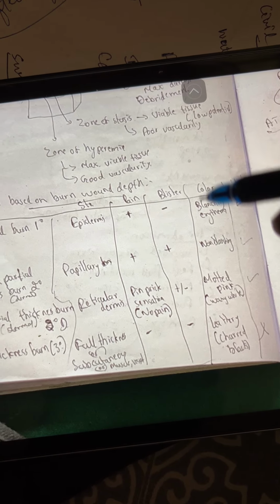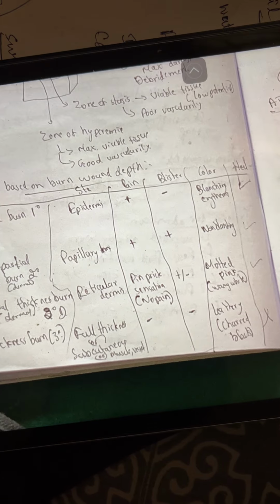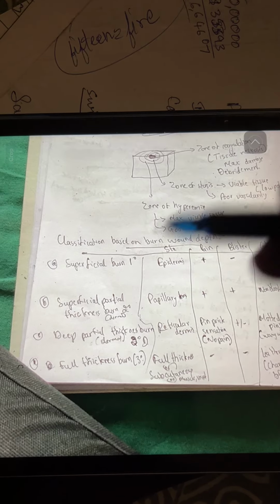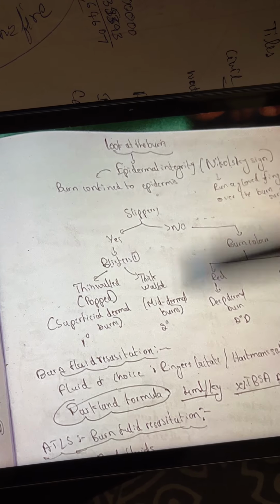It will be pink, blanching and all. This blanching you will require later. Remember this blanching, then pink, then finally leathery. In malignant melanoma, that is also an important 5-mark question, the classification is the same as burns. So coming to the next steps.